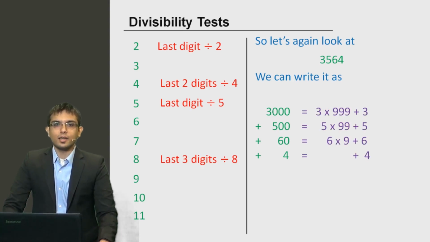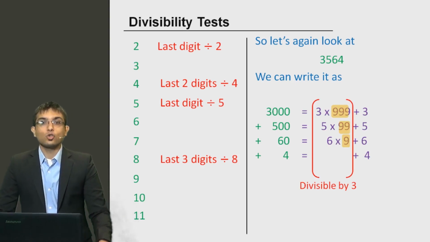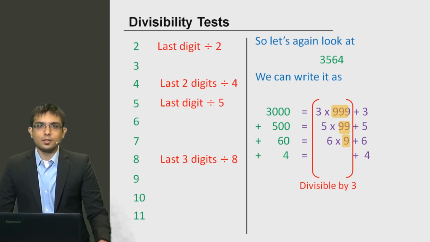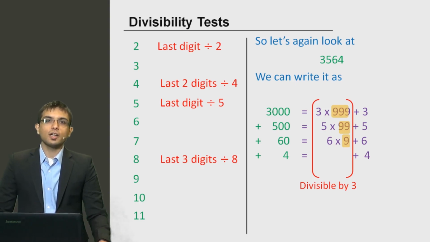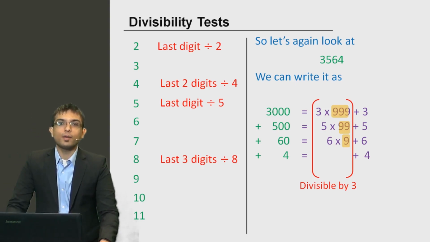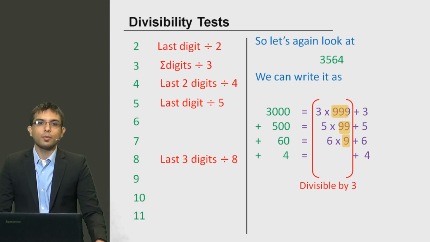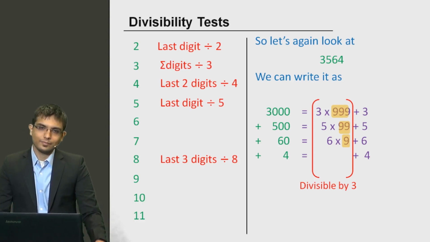Now look carefully. The part which is in brackets has 999, 99 and 9. All of these are divisible by 3. That means I don't need to check all the numbers in the brackets. I only have to check if 3 plus 5 plus 6 plus 4 is divisible by 3 or not. If that is divisible by 3, then the entire number is surely divisible by 3, and that's why the divisibility rule of 3 says if the summation of all digits is divisible by 3, then the entire number is divisible by 3.